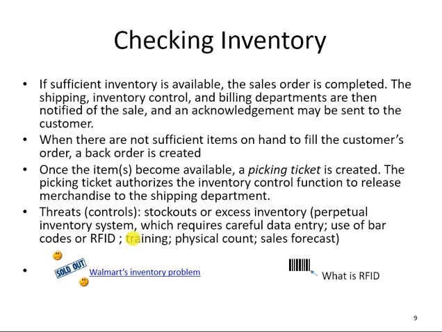Other controls we have are, like, training. A physical count is always a good control. And also sales forecasts can help us mitigate inventory problems.